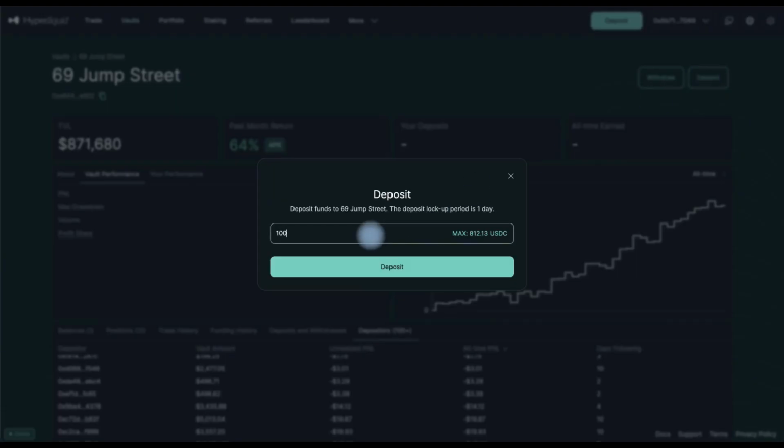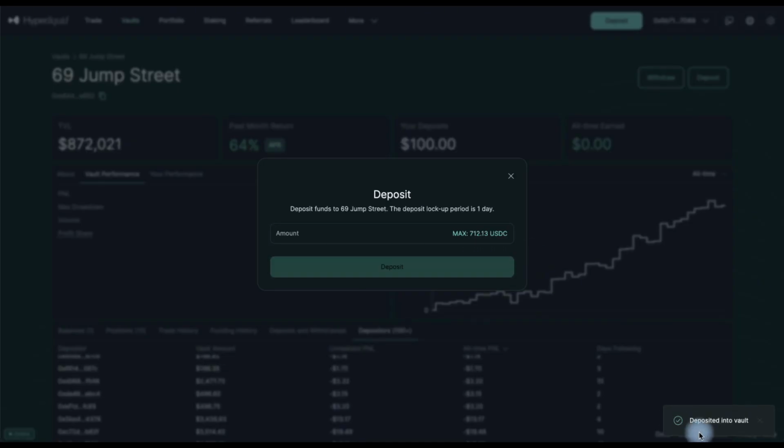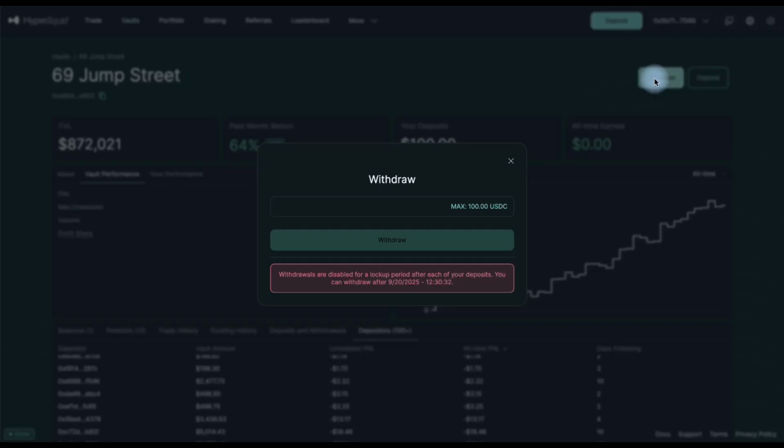For example, I will deposit $100, click deposit. That's it, deposit in vaults. And here right away it says the condition, deposit lockup. Your funds are locked for 1 day. If you click the withdrawal button, you will see here your 100 USDC, which can be withdrawn. And it is written that you can withdraw your money after the 20th.